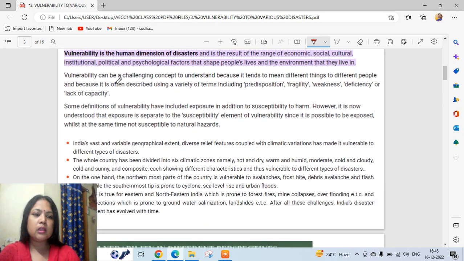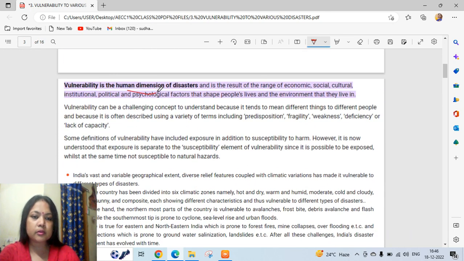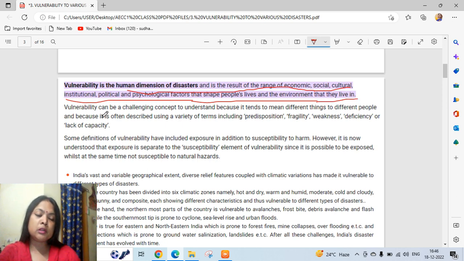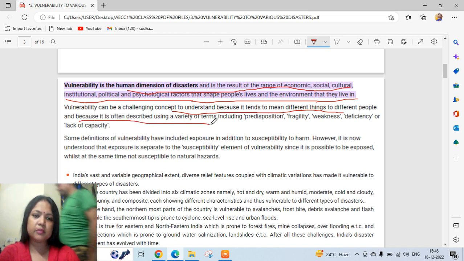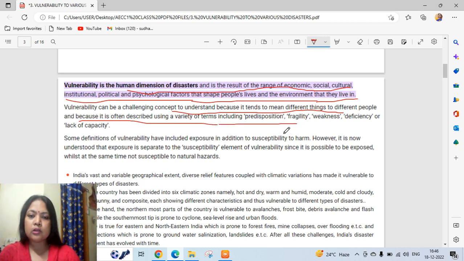Okay, so look here, vulnerability is the human dimension of a disaster and is the result of the range of economic, social, cultural, institutional, political and psychological factors that shape people's lives and the environment that they live in. Vulnerability can be a challenging concept to understand because it tends to mean different things to different people, and because it is often described using a variety of terms including predisposition, fragility, weakness, deficiency or lack of capacity.